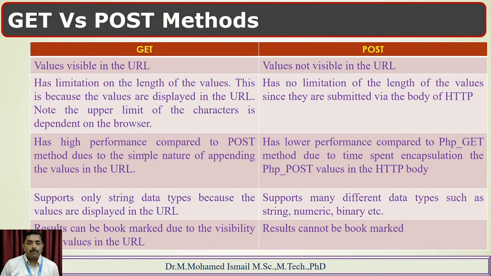Performance wise, the get method is better because it appends the values directly in the URL, while here we are encapsulating through the HTTP header. Get supports only string data types, but the post method supports different data types such as string, numeric, binary, etc. Results can be bookmarked due to the visibility of the values. Because the URL link is visible, we can bookmark easily. We cannot bookmark for the post method.